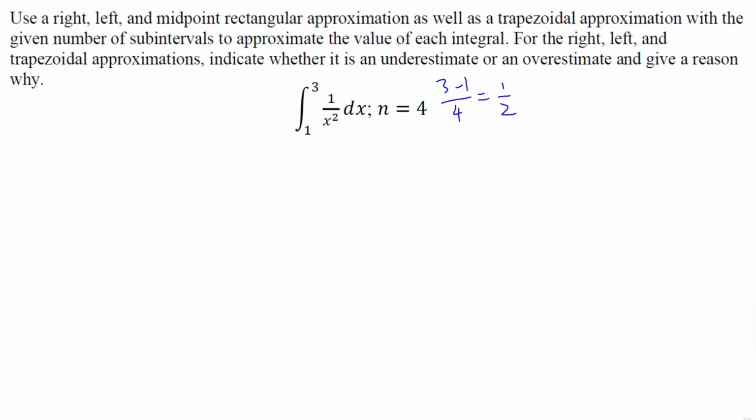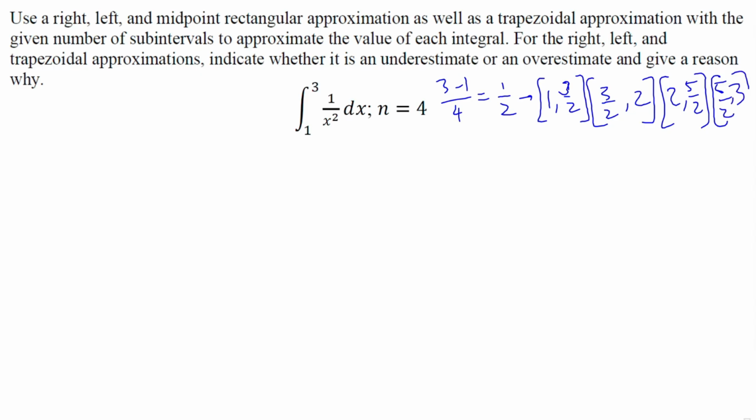So each one is going to be a length of 1/2, which means we're going to go from 1 to, I'm sorry, 1 to 3/2. We're going to go from 3/2 to 2. We're going to go from 2 to 5/2. And we're going to go from 5/2 to 3. So those are what our 4 subintervals are going to look like here.